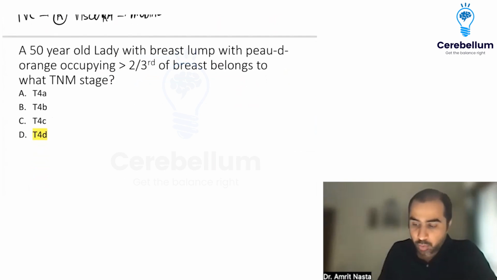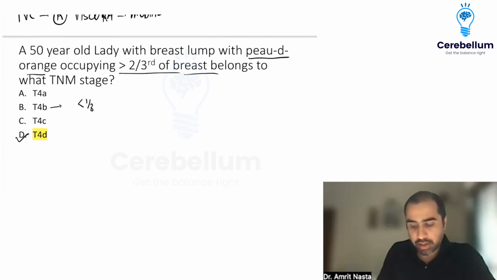A 50-year-old lady with a breast lump with peau d'orange involving more than 2/3 of the breast, this is going to be T4D. Okay, T4B is going to be peau d'orange less than 1/3. This is more than 2/3, so it is going to be T4D. T4D is your inflammatory breast cancer.